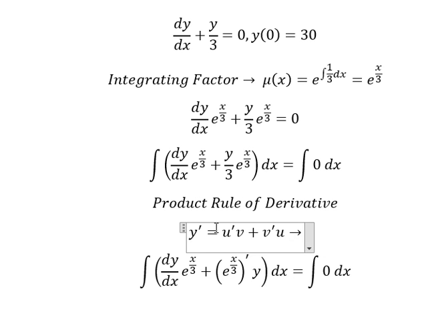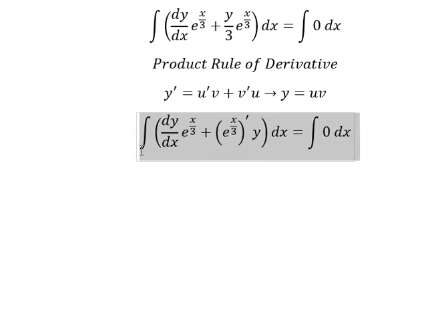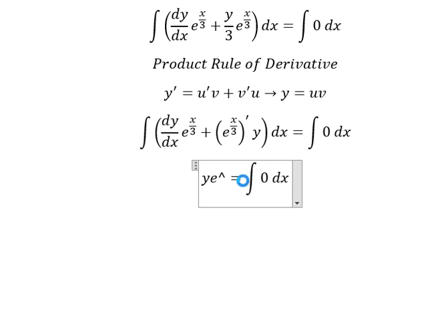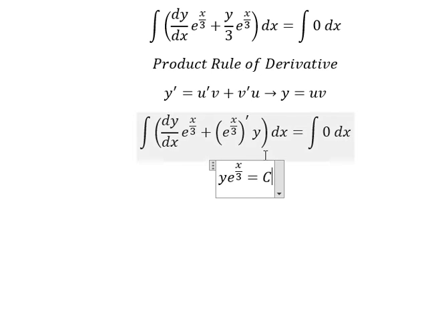The integration of this one, we have y equals uv. Now, the integration of this one, we have y e to the power of x over 3. The integration of this one is 0 here. So we have c, which is the constant.